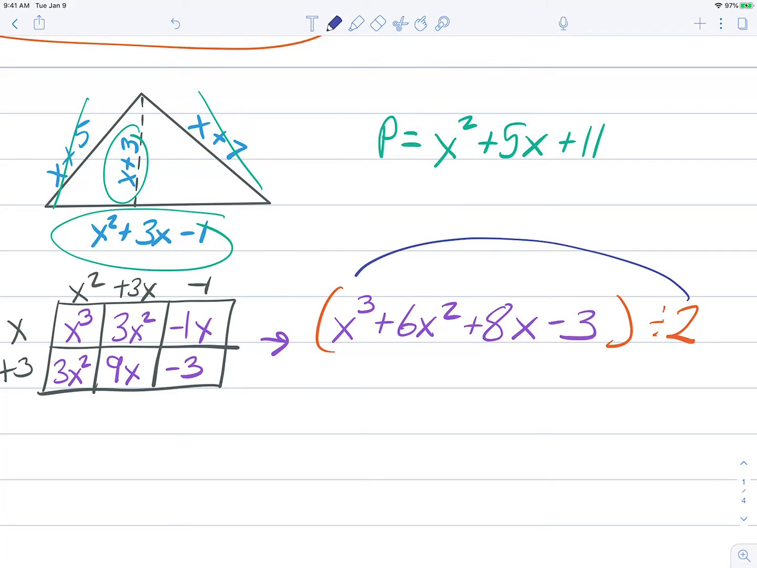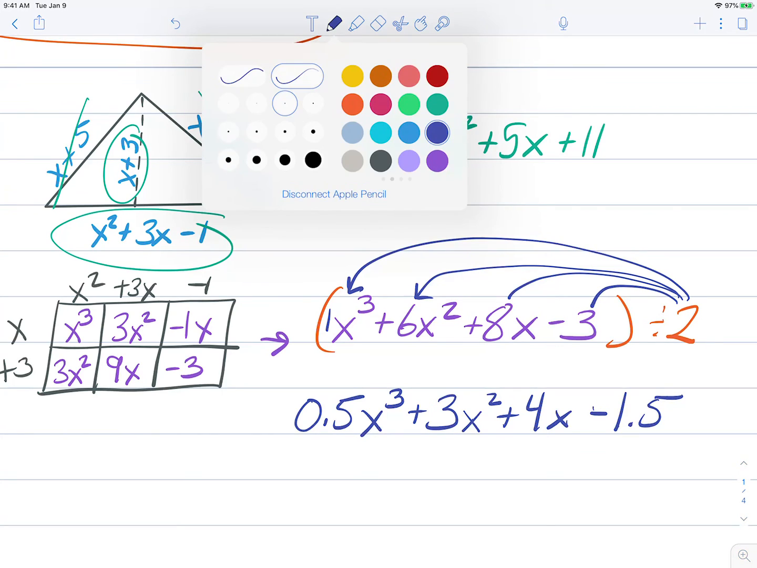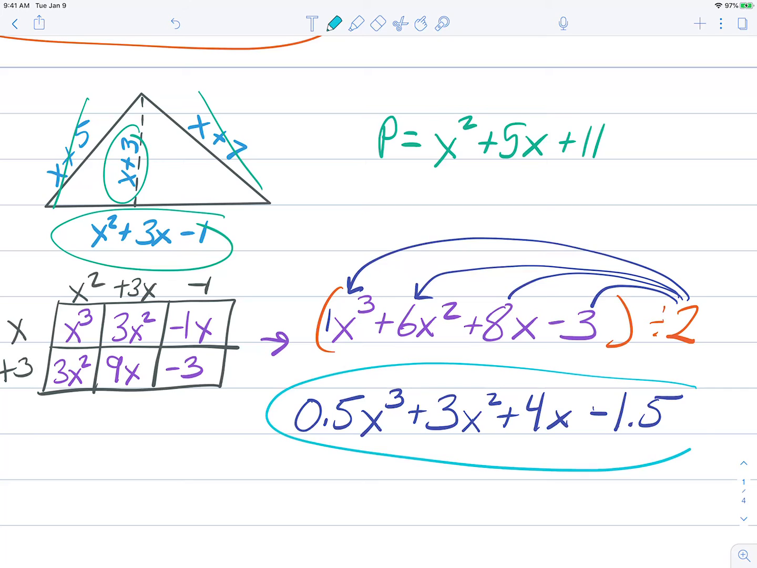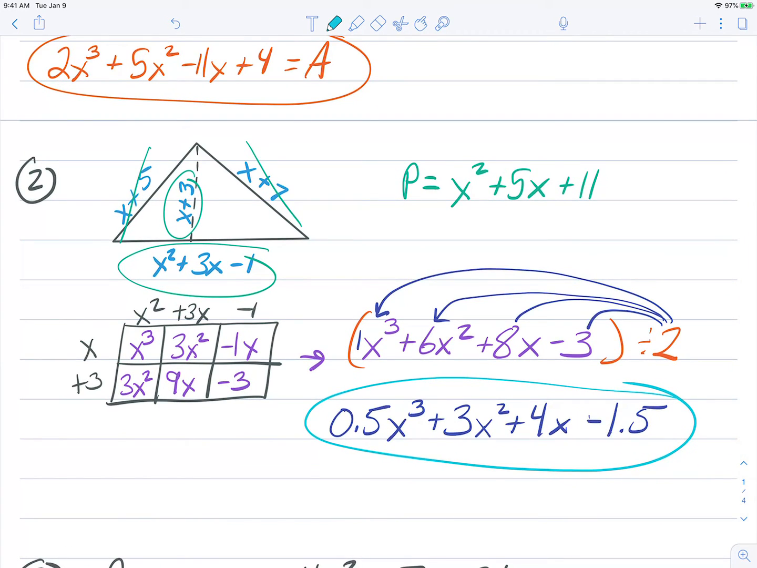So if I found half of 1, that's 0.5 of the x cubes. Half of 6 is 3 of the x squareds. Half of 8 is 4 of the x's. And half of negative 3 is a negative 1.5. So that is the area of that triangle. And again, if I knew what x is, I could plug it in and find the actual answer.